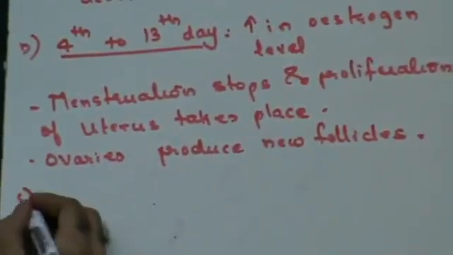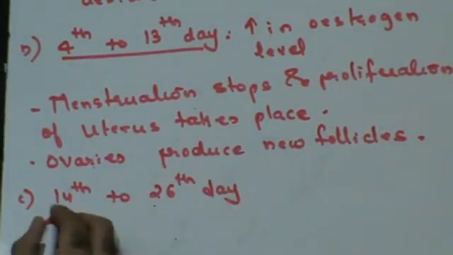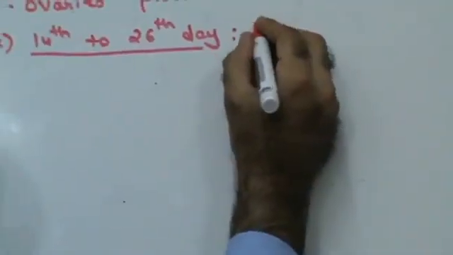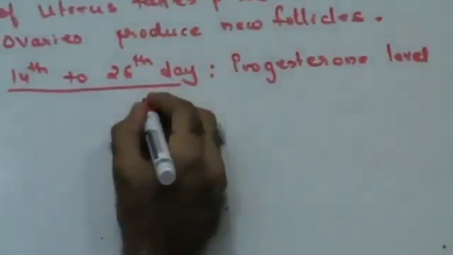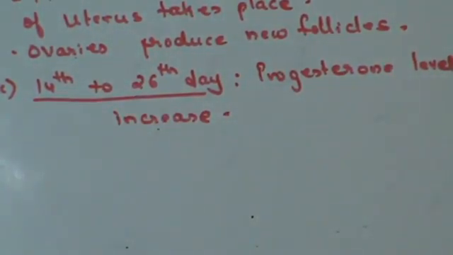Now, from the 14th to the 26th day, the progesterone level increases. Since progesterone level increases, ovulation and further proliferation of uterus would take place. Due to this proliferation of uterus, there would be a soft bed formed on the inner wall of the uterus, which is necessary for implantation and early blastocyst.